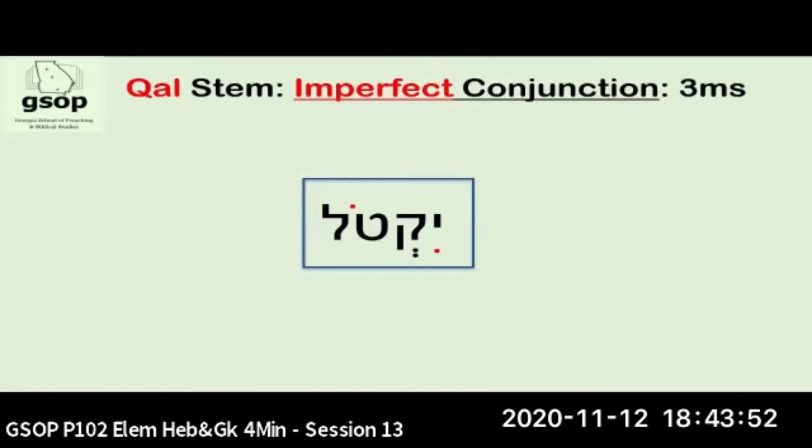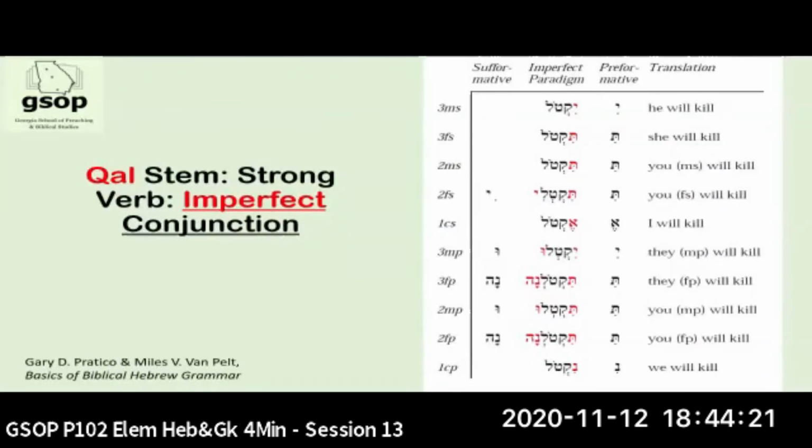There's root 1, root 2, root 3. The yod and the hirik are not part of the root. It's the stem that's added to it, the prefix. And so that's yiktol. And the significant change, of course, is that you've added the yod with the hirik, and you've changed the root 2 to a holem, and so that's the Qal stem, strong verb, imperfect conjugation.